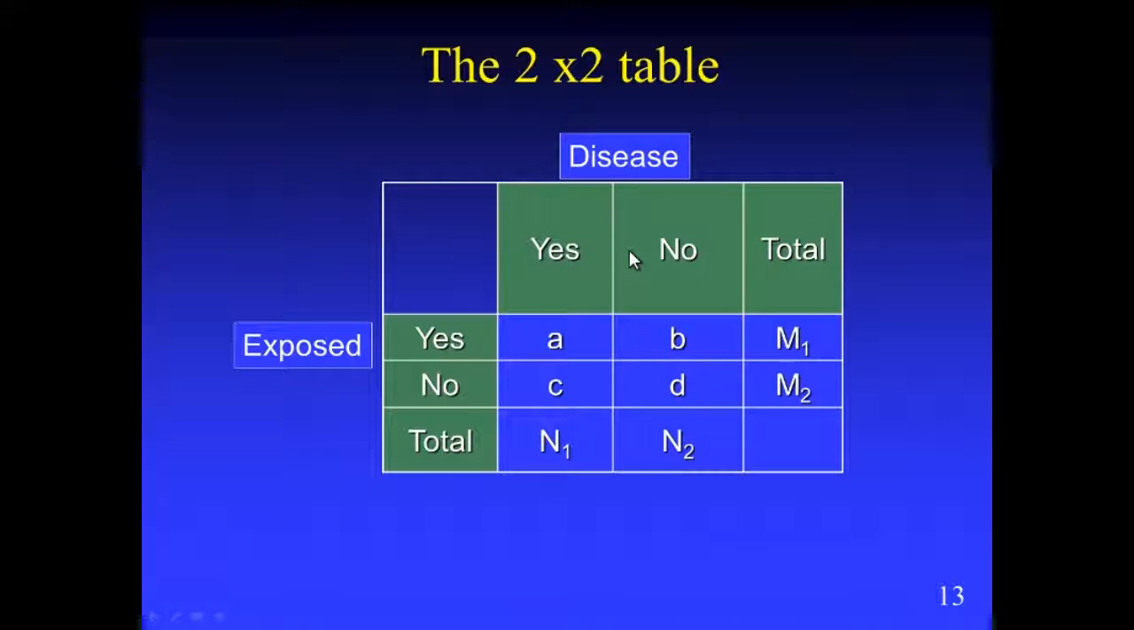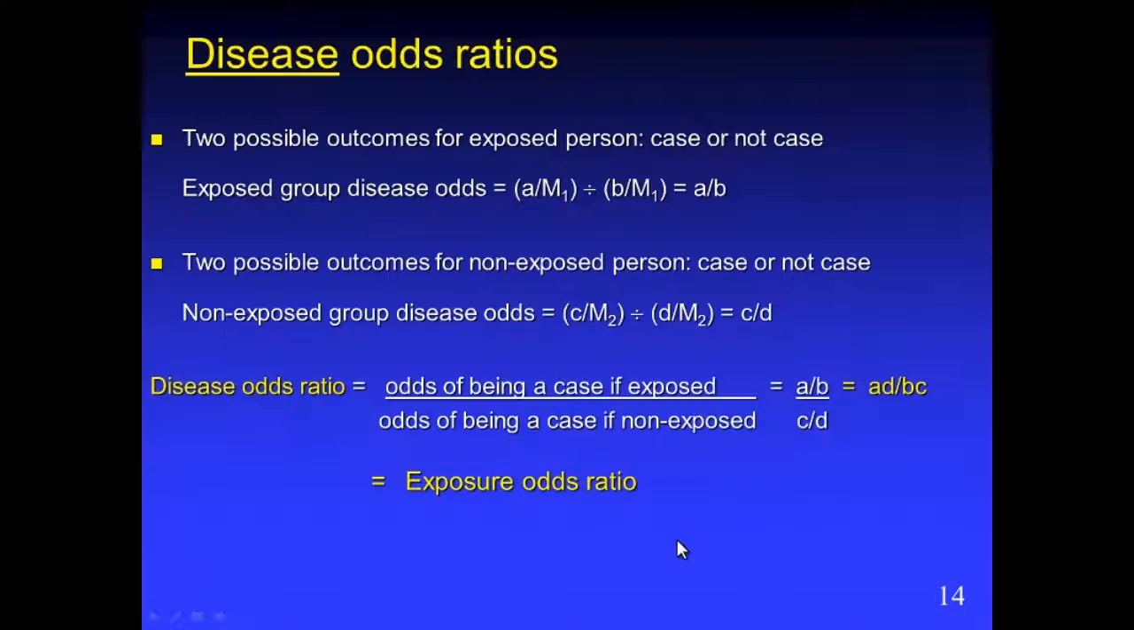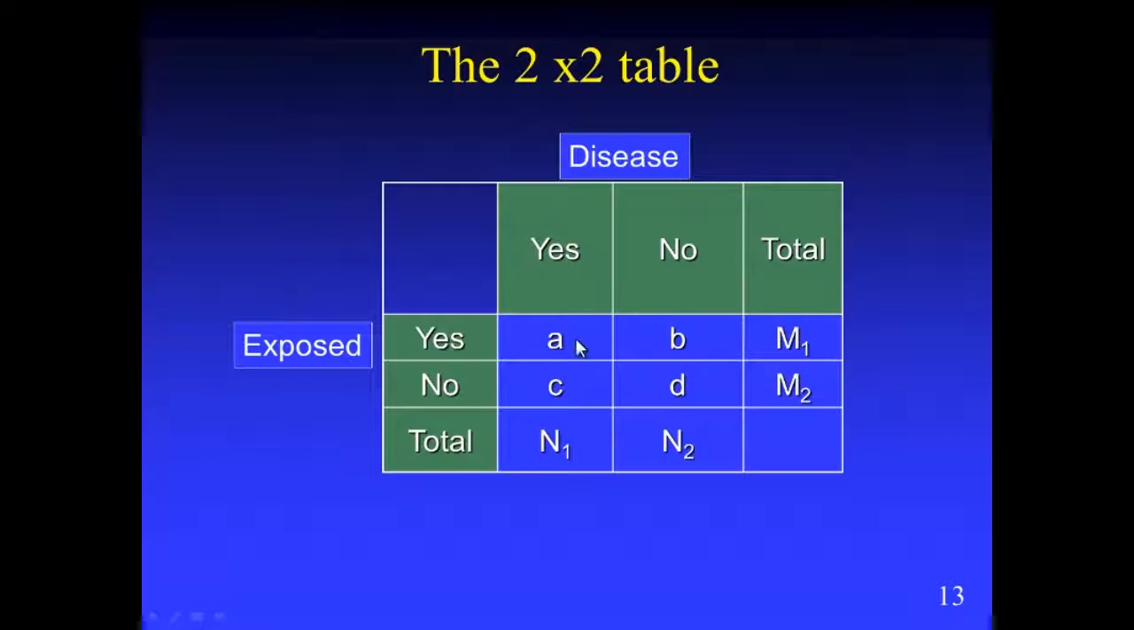But you might say, well, what if we accidentally flip the disease and put it on the other axis and the exposure on this axis? In that case, let's think about the disease odds ratio. We can carry out exactly the same exercise, but on the other axis. So if we start thinking about exposed people, an exposed person can be a case, or a non-case, or a control. And so then we can calculate the exposed group disease odds.